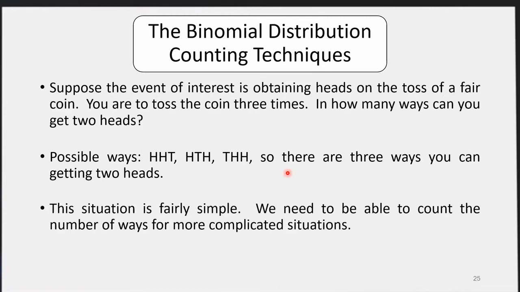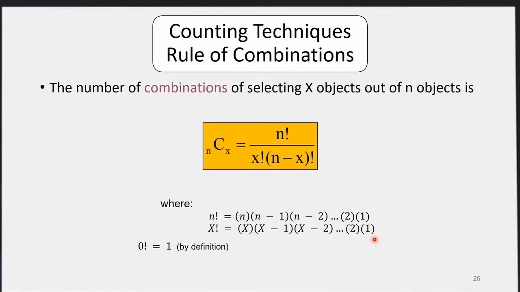Now we are just asked how many ways can you get 2 heads. There are 3 ways. It's very straightforward. But if you are given a much more complicated situation, how would you calculate this? For that we use this particular expression.